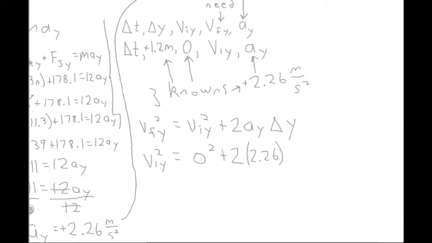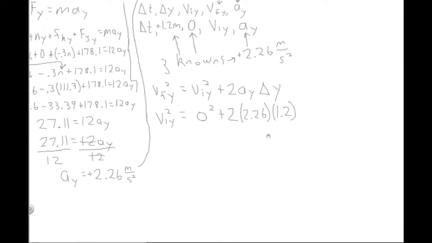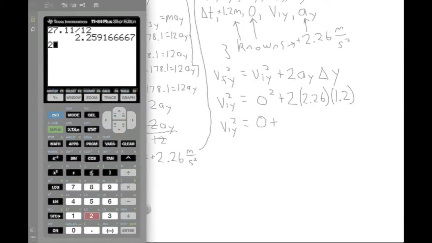But when I write it in the equation, I'll leave out the plus sign to make the mathematics a little bit simpler. And our delta y is 1.2 meters, and again I'll leave out the plus sign and the units just to make the math a little bit easier. So this probably, hopefully, will not be one of the hardest equations that we've ever solved. So we can do this calculation. 2 times 2.26 times 1.2.